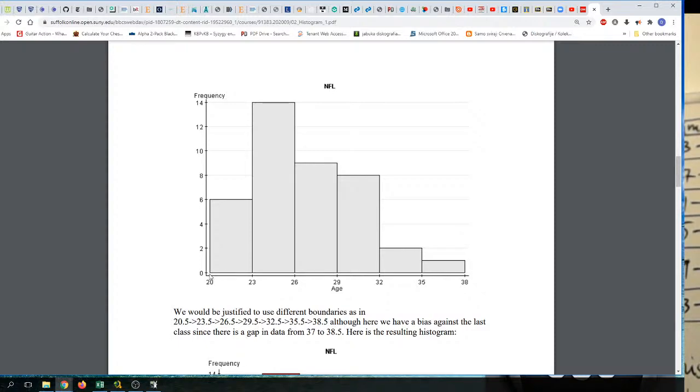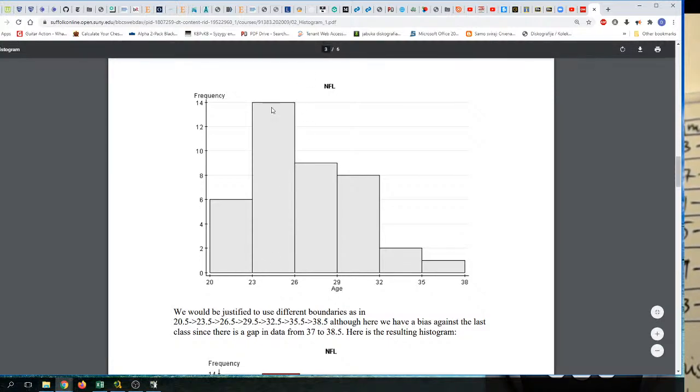So I already know that the boundaries of the first class is between 20 to 23, the second class 23 to 26, the third class 26 to 29, the fourth class 29 to 32, the next class 32 to 35, the next class 35 to 38. That's all perfect. I already told you that in the first class I have 6 things. There was a frequency. I counted. And the next class I have 14.